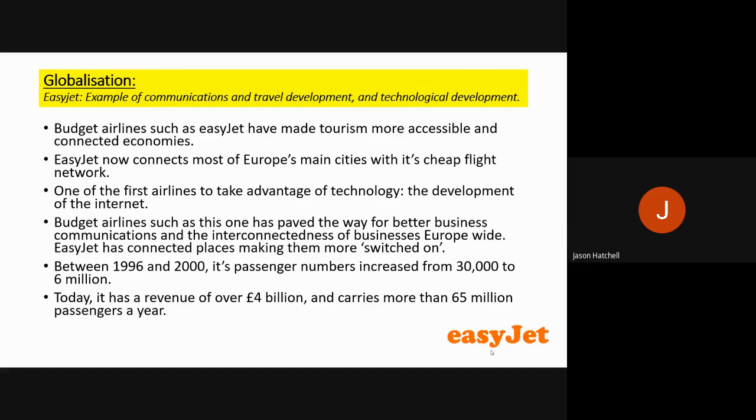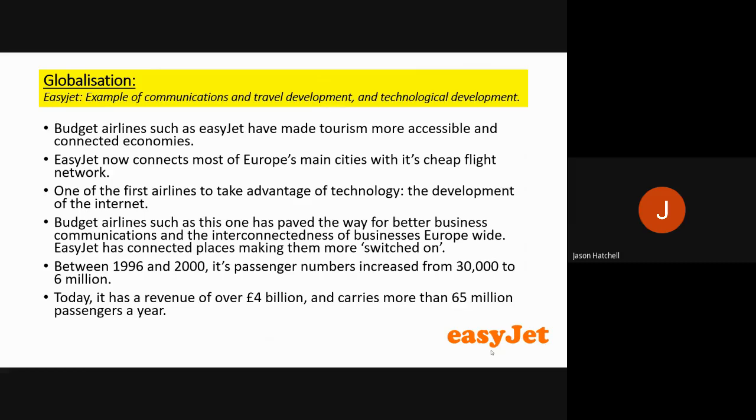The first case study you look at in globalization is an example of communications and travel development. It's also an example of how technology has aided a company to develop. And that is Easyjet. So the low-cost European airline Easyjet is an example of travel, communication, and technology development. So I've got a couple of main points here about Easyjet for you. It's a budget airline, and they've made tourism much more accessible by connecting world cities just outside of Europe and within Europe together.